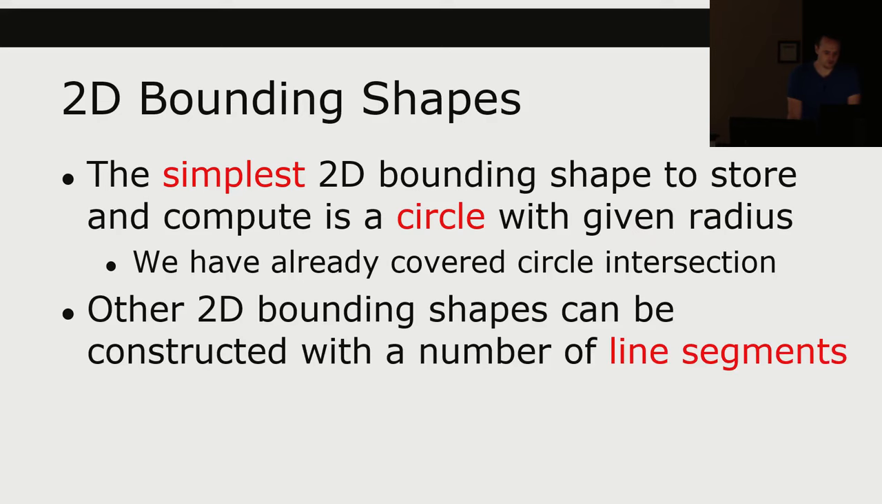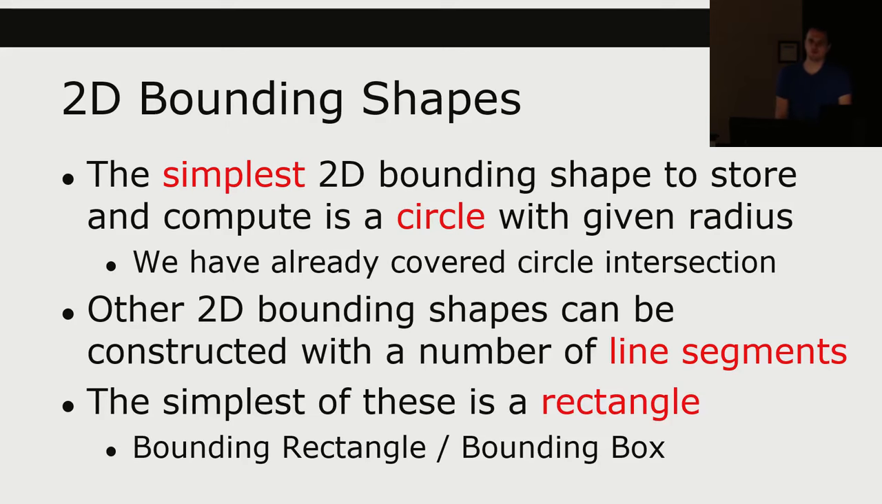So other 2D bounding shapes can be constructed with a number of line segments. We can make pretty much any geometric shape by having a bunch of line segments. And the simplest of those is a rectangle. So that's why we call this a bounding box or a bounding rectangle.